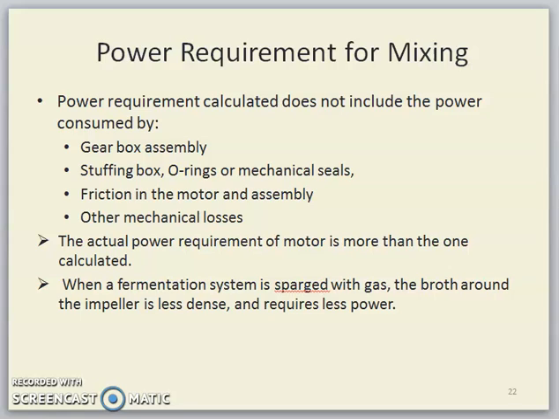The power requirement that is being calculated does not include the power consumed by the gearbox assembly, stuffing box, O-ring or mechanical seals, friction in the motor and assembly, and other mechanical losses. The actual power requirement of the motor is more than the one calculated. When a fermentation system is sparged with gas, the broth around the impeller is less dense and requires less power.